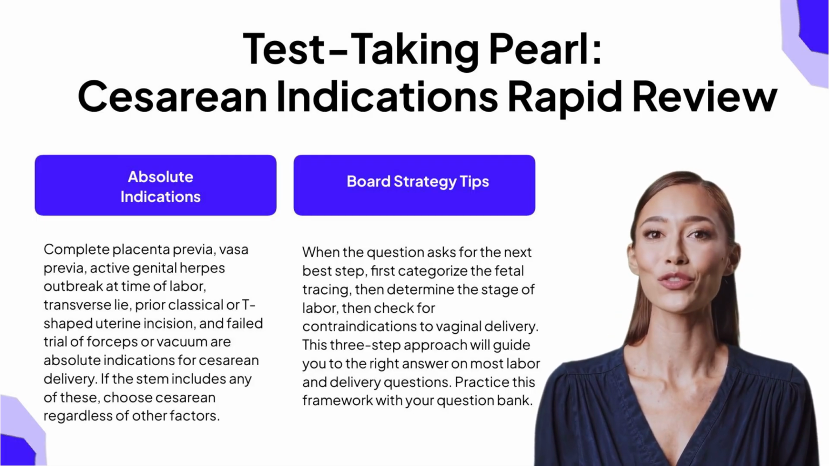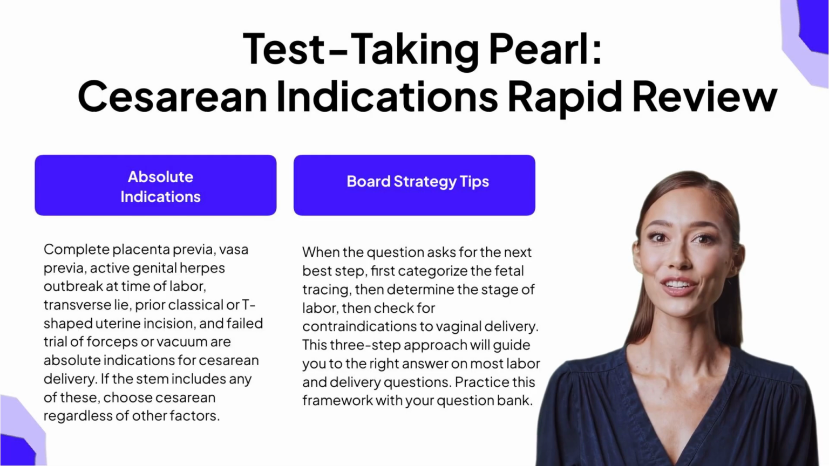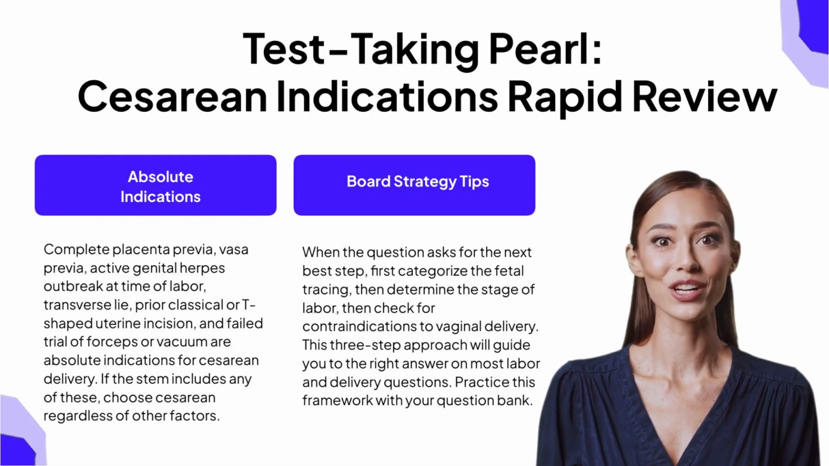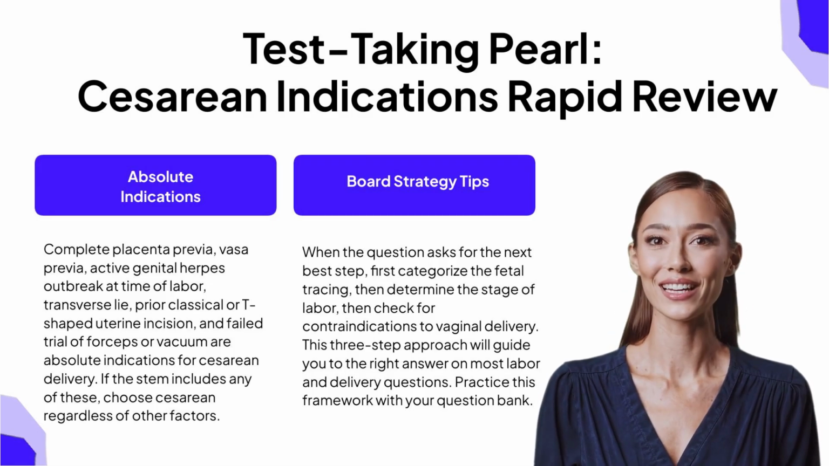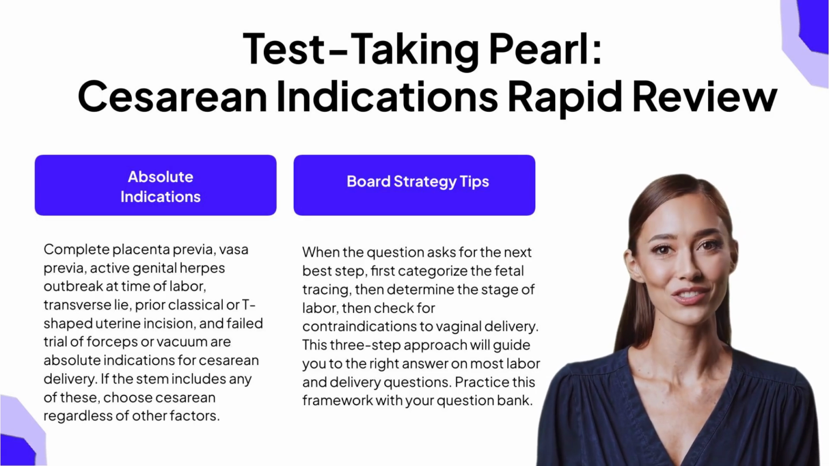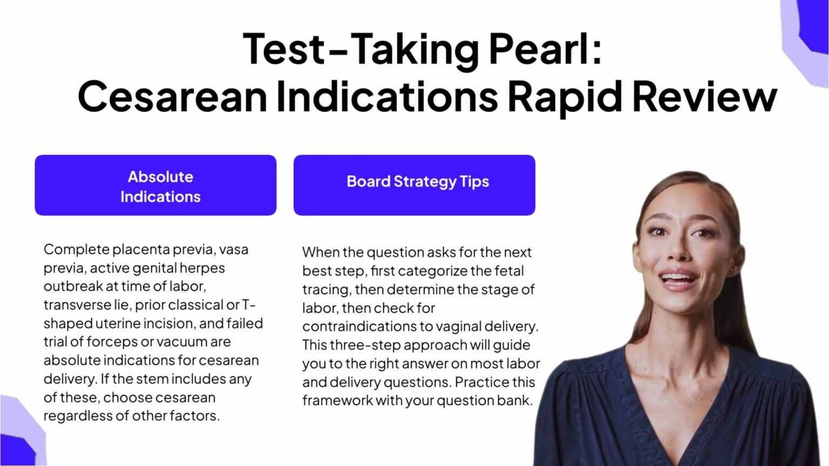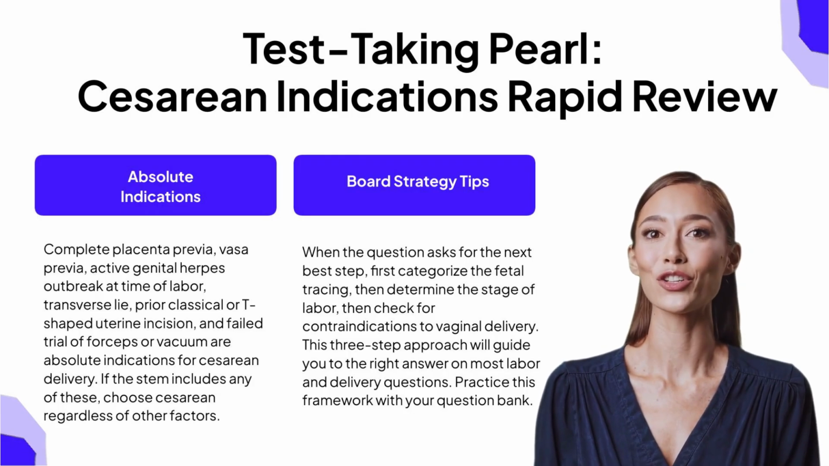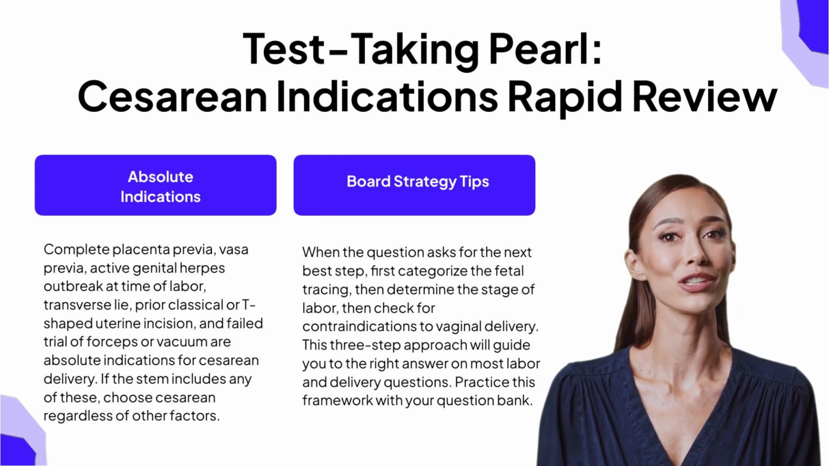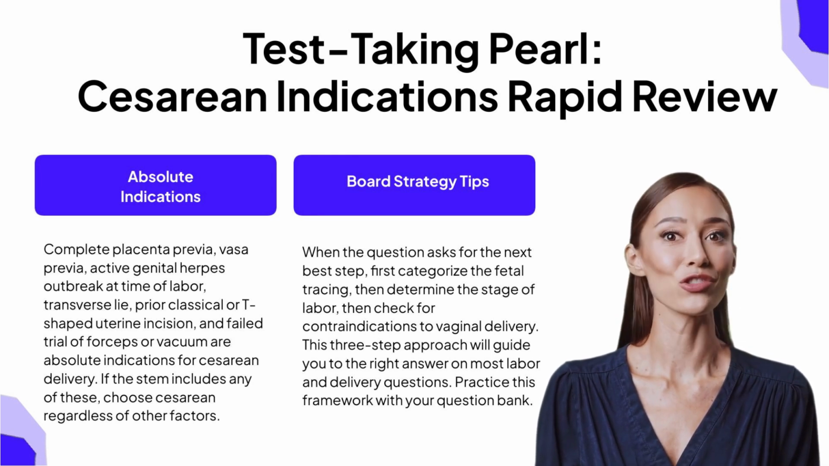For your overall board strategy on labor and delivery questions, use this three-step approach every time. First, categorize the fetal heart rate tracing. Second, determine the stage of labor the patient is in. Third, check for any contraindications to vaginal delivery. This framework will get you to the right answer on the vast majority of labor and delivery questions. Practice it over and over in your question bank until it becomes automatic.